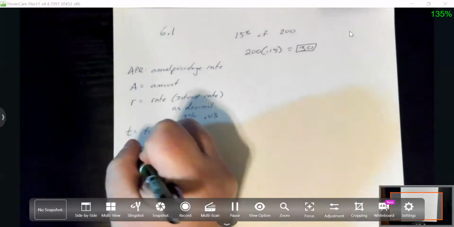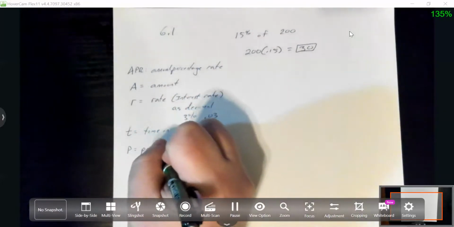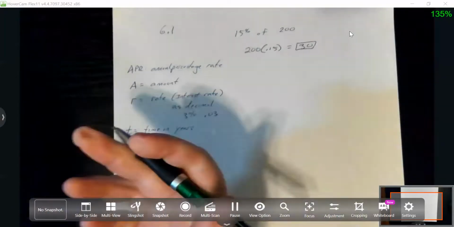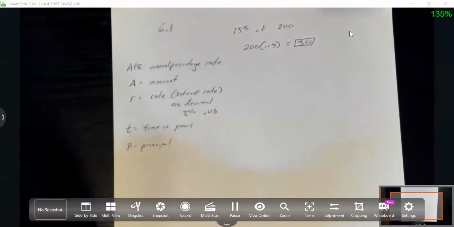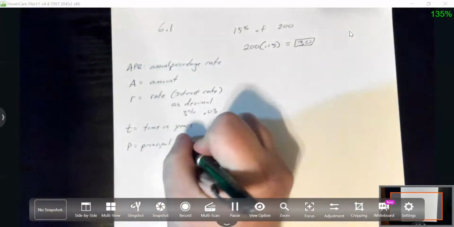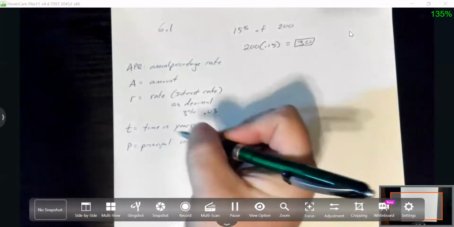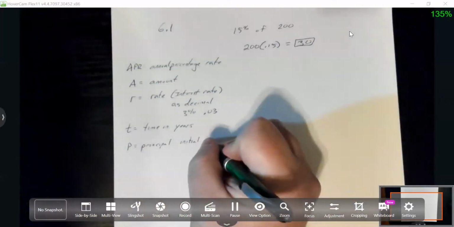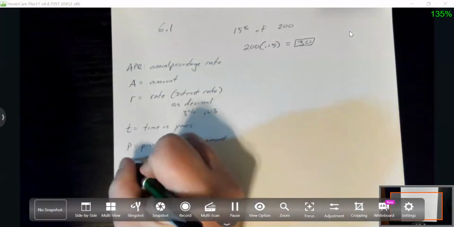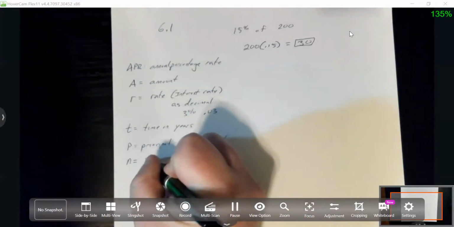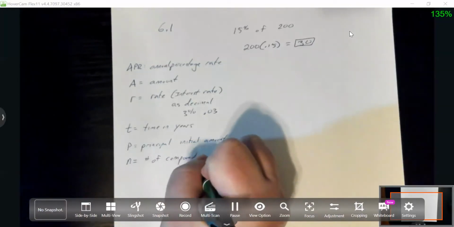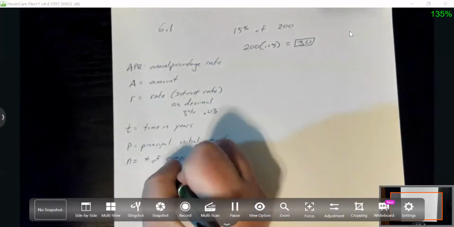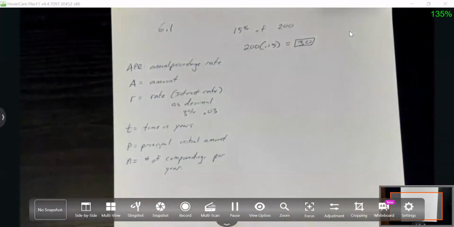We have P, which is the principal, the starting amount. It's how much you owe to begin with on a loan or a credit card, or how much is initially invested in the case of an investment. So it's the initial amount. We're also going to talk about N, which is the number of compoundings per year. Am I leaving off anything? No, those are our big ones.